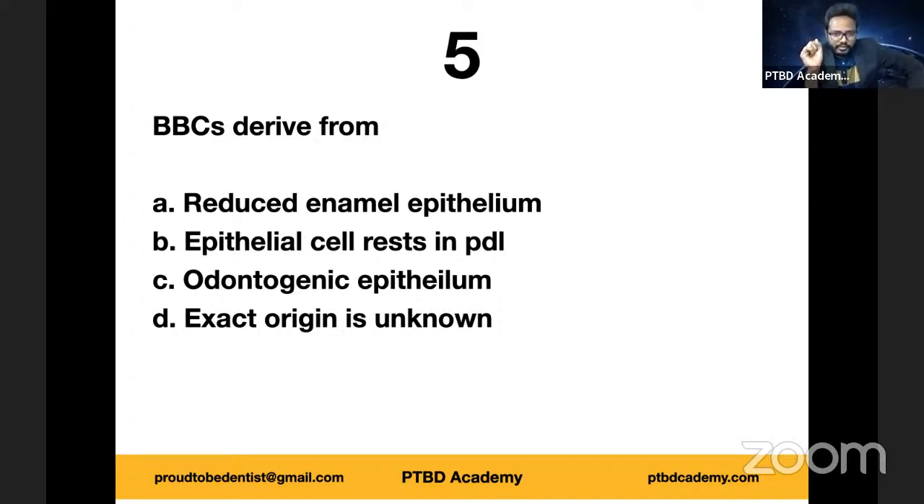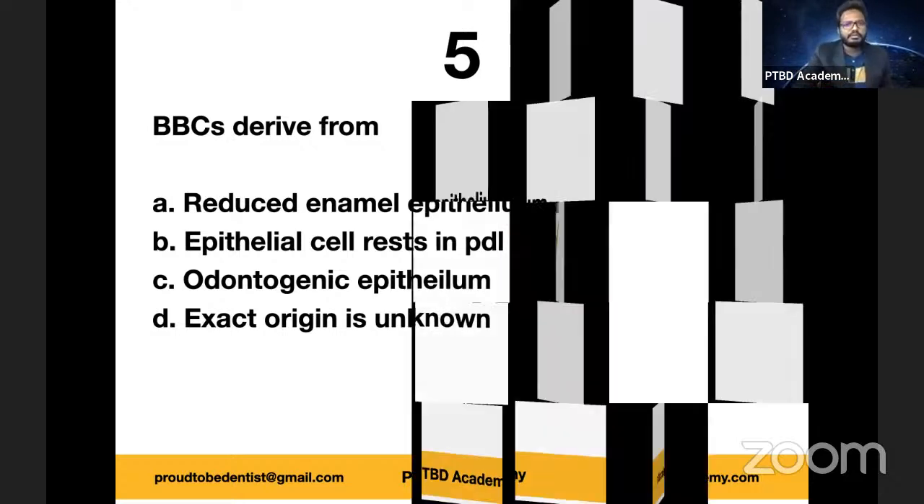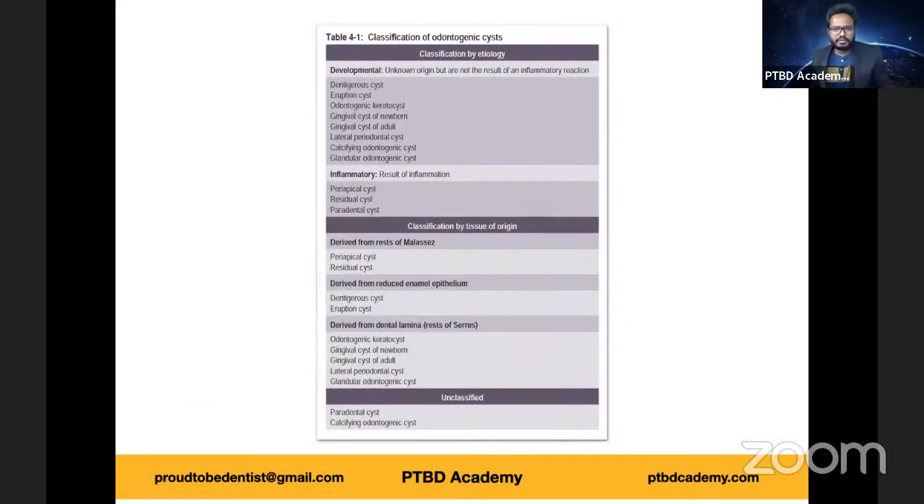So according to White and Pharoah, these derive from epithelial cell rest in the periodontal ligament in the bifurcation area of the molars, the first molar. So option B is the right answer. Also, we have a table which has been extracted from Shafer's.